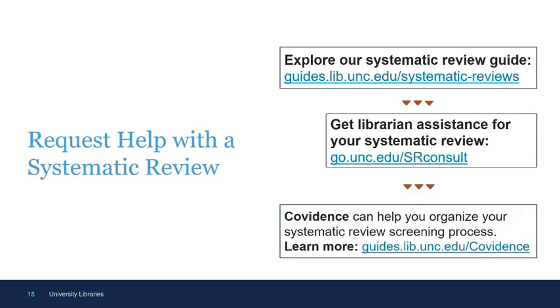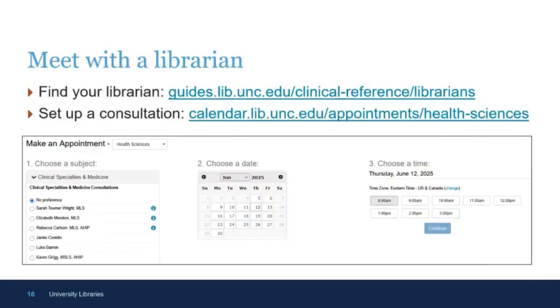We also have a subscription to a tool called Covidence that will help you organize and screen your systematic review articles. To learn more about Covidence and how it might be helpful to you, check out our guide at guides.lib.unc.edu/Covidence.